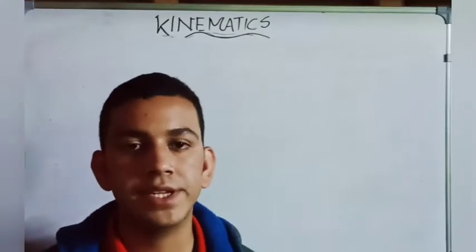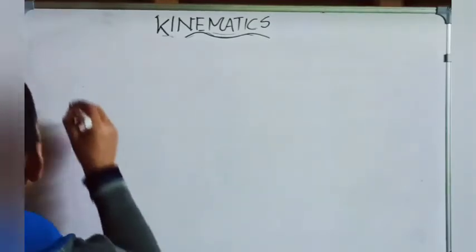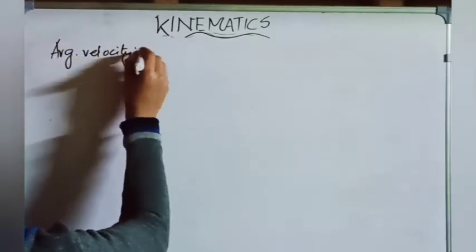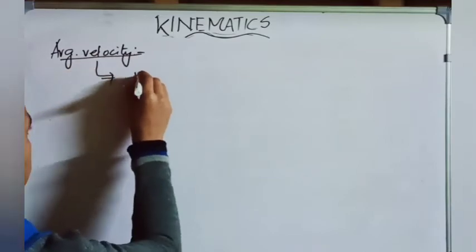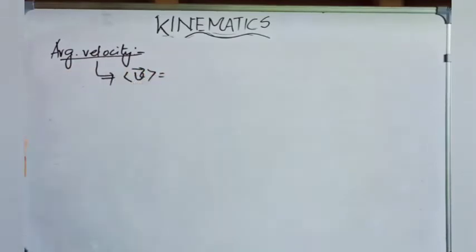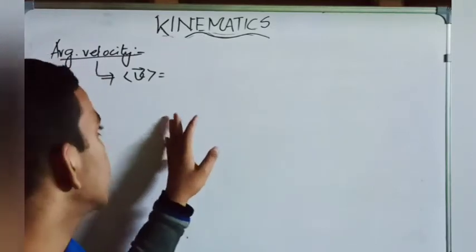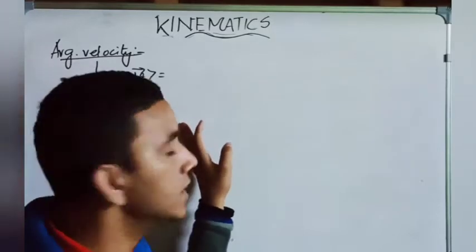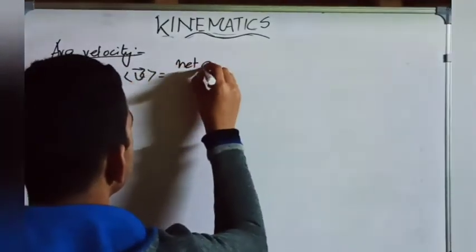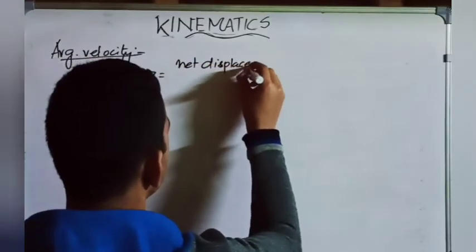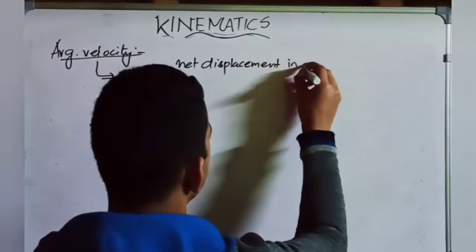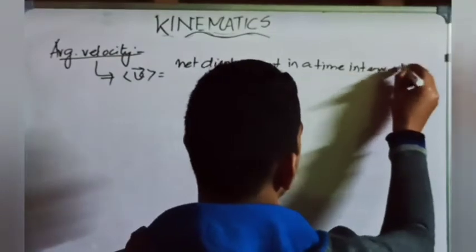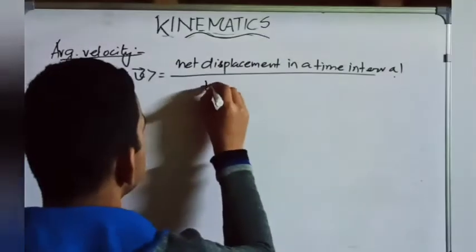Next, let us understand average velocity, which is a vector quantity. It is represented by this term. Now, average velocity is defined as the net displacement of a particle in a time interval divided by that particular time interval. So you can write net displacement in a time interval divided by that particular time interval.